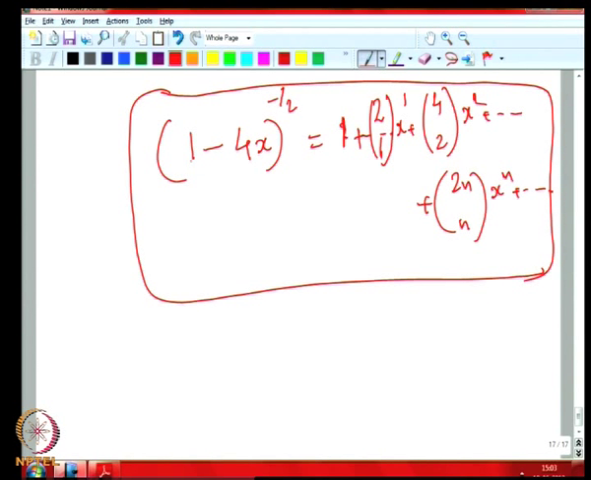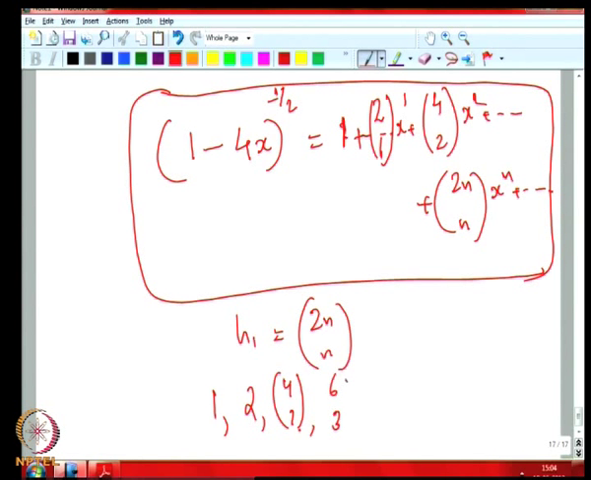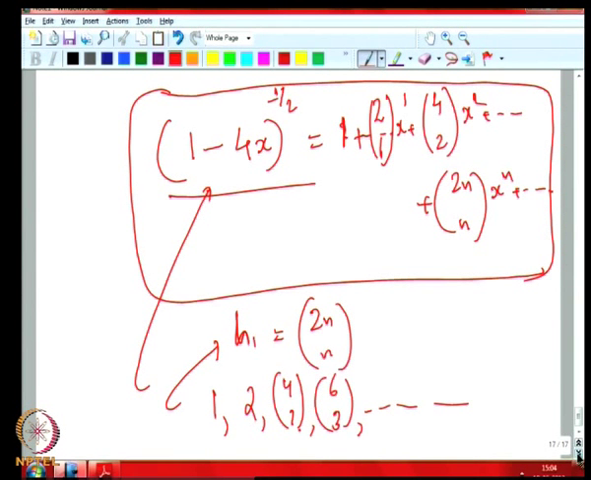So, this is actually 1 minus 4 x to the power minus half, which turns out to be the generating function for the sequence 2n choose n, h n equal to 2n choose n. That means 0 choose 0, which is 1, 2 choose 1, which is 2, and 4 choose 2, and then 6 choose 3, and so on, this sequence. This happens to be the generating function for that sequence, the 2n choose n sequence.